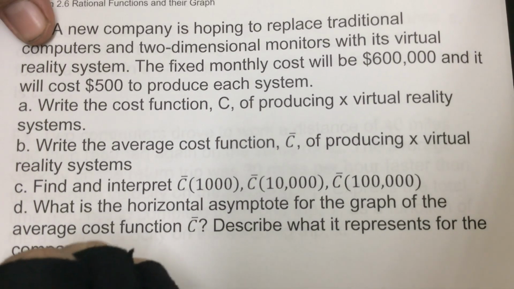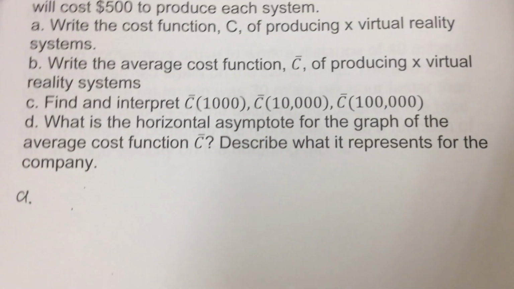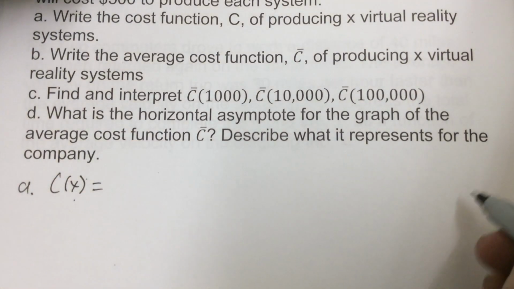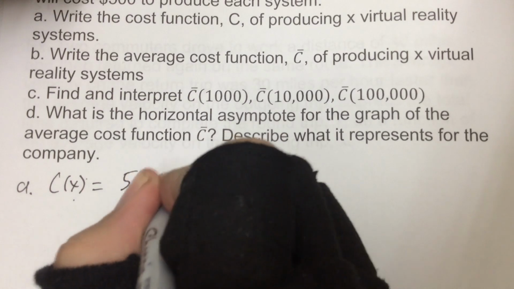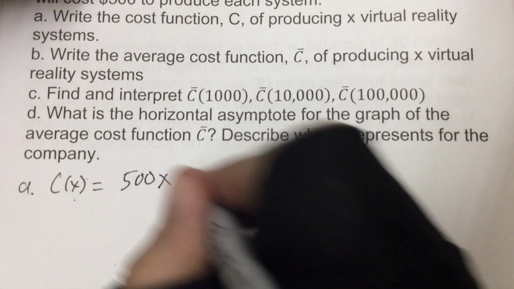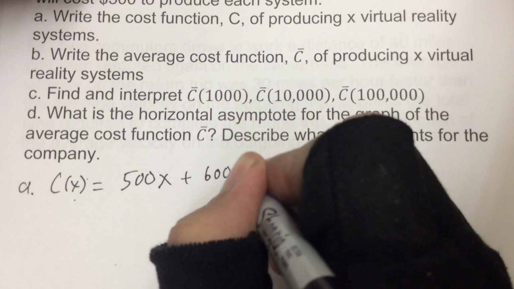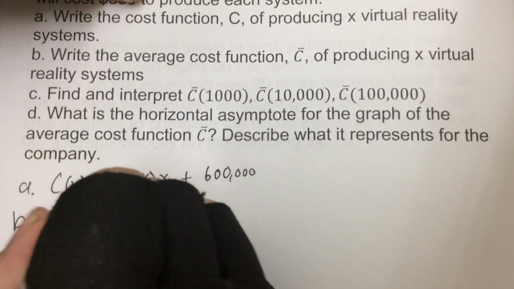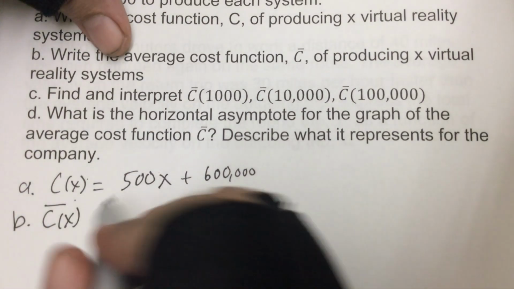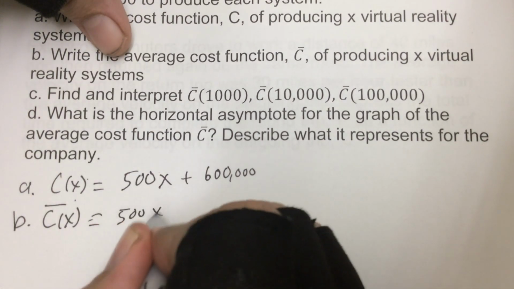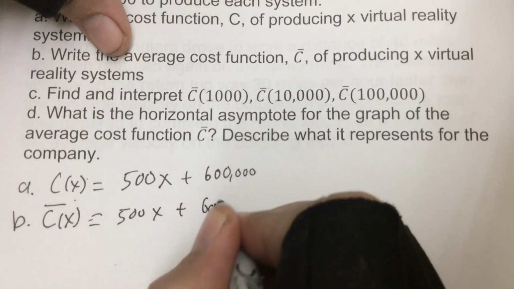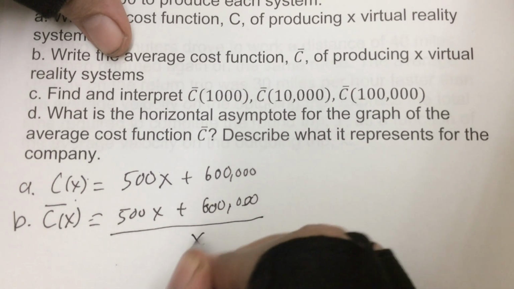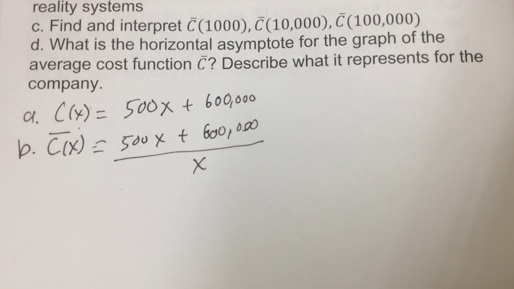So we'll write that cost function. So that's A. So C of X would be equal to 500X for how much it costs for each system, plus our 600,000 fixed cost. Average cost function. It's going to be the same thing. Only difference is by finding the average cost, we divide by our X, however many we produced.